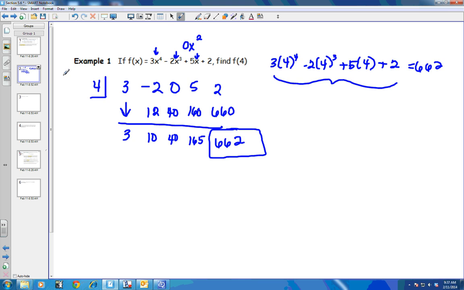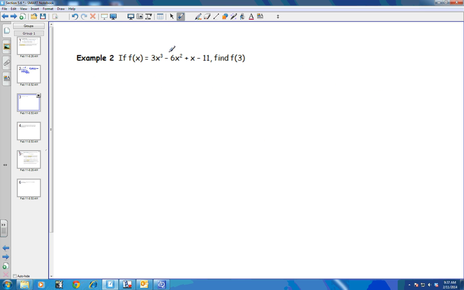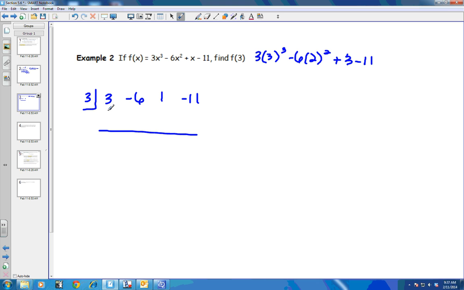Okay, so let's do another one. If f of x is 3x cubed minus 6x squared plus x minus 11, find f of 3. I could take 3 and plug it into all my x's and get my answer, and if you want to do it that way, that's fine. Or I could put 3 in my box and use synthetic division, the remainder theorem. So I'm going to write down my coefficients, 3, -6, 1, -11. Bring down my 3. 3 times 3 is 9. Add it up and I get 3.